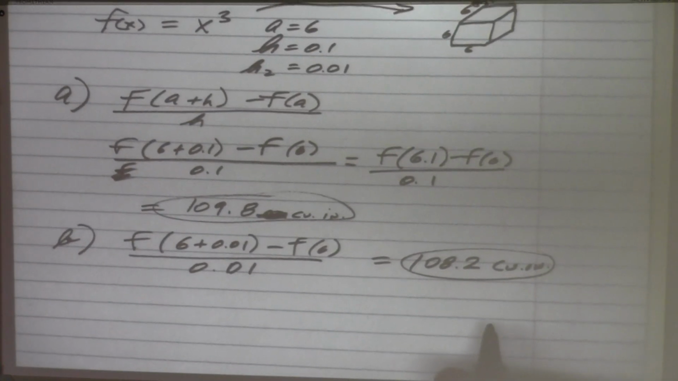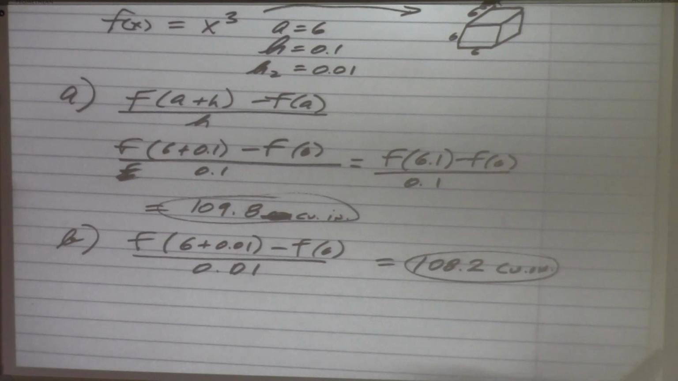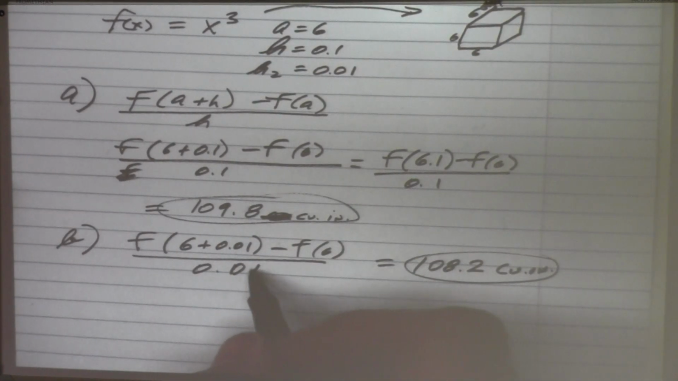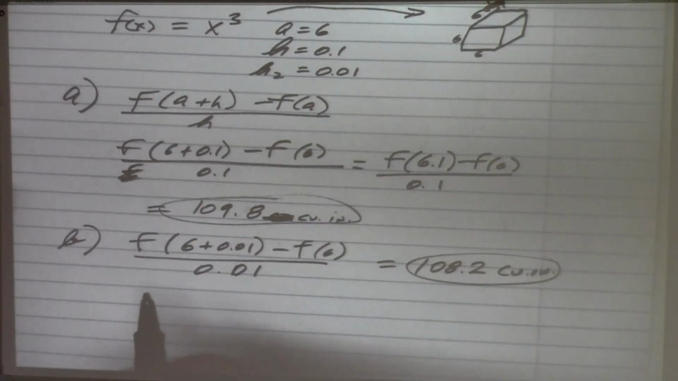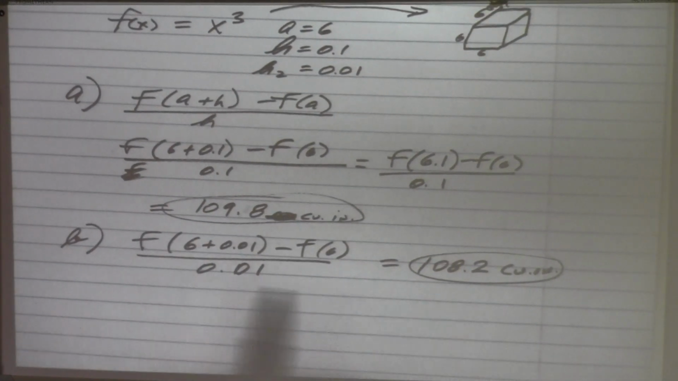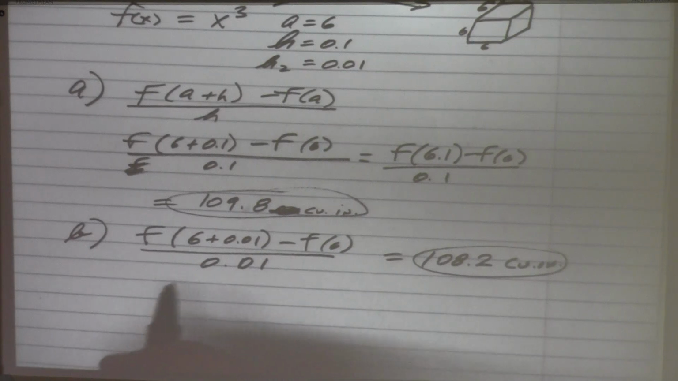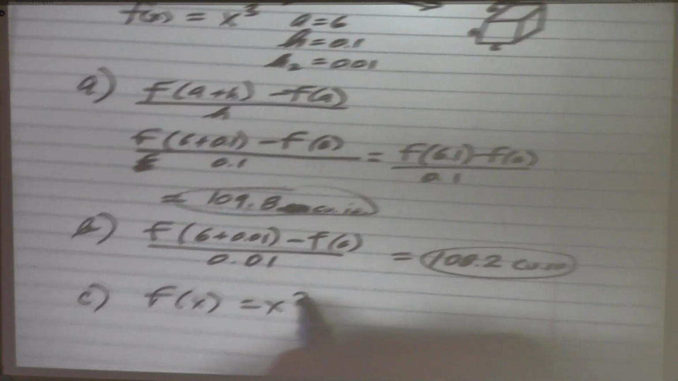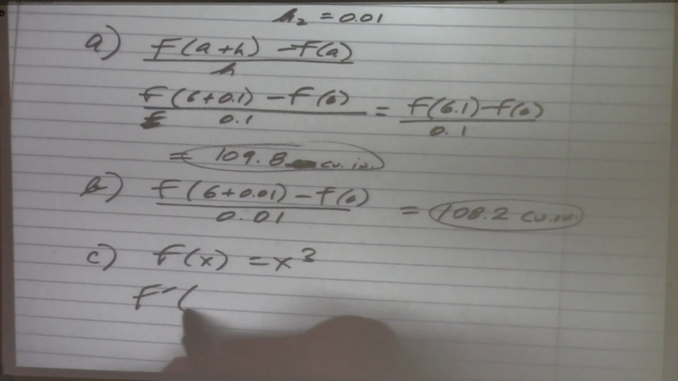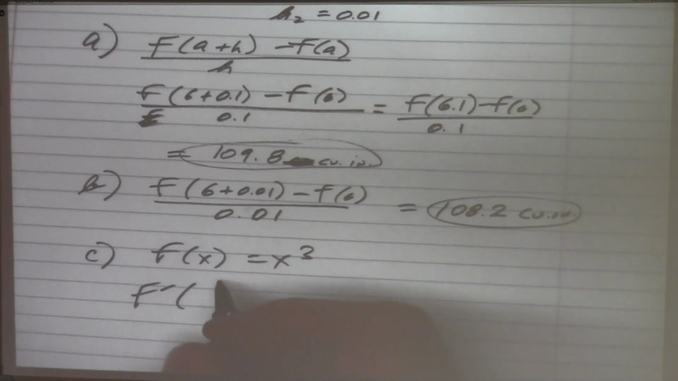Not that much difference, actually, and it's a very small increase anyway, from 6 to 6.01. Okay, and then let's also figure out the function f of x equals x cubed. Let's find the derivative of it.